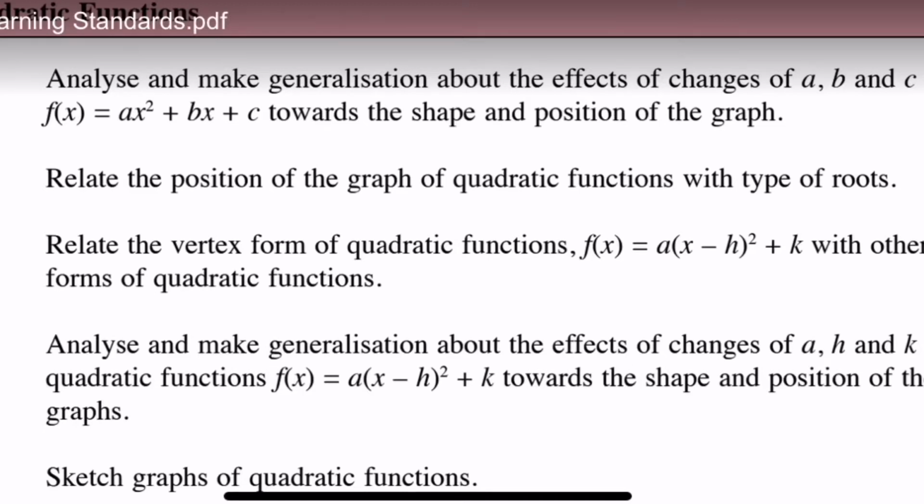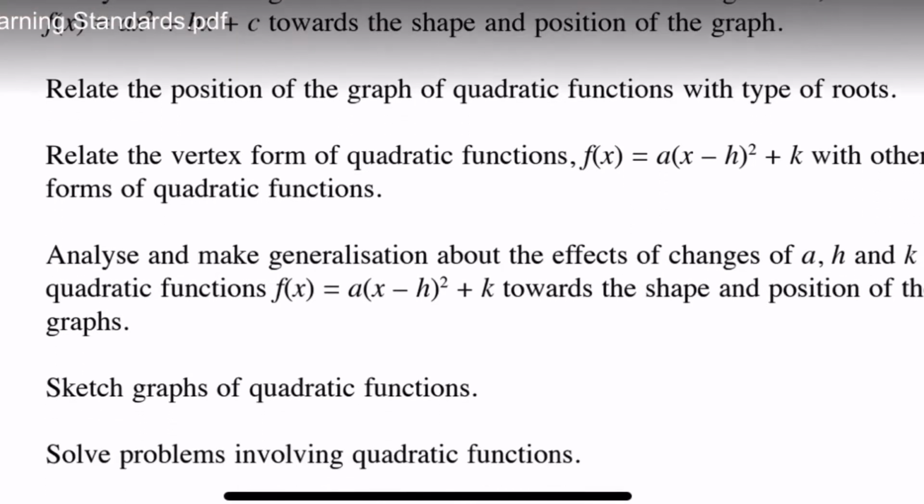The most important one is this one. You need to know how to analyze and make generalization about the effect of change of a, b, c for the quadratic function towards the shape and position of the graph. This one is more important for KSSM students. And you must also know how to relate the position of the graph of quadratic function with type of roots. This is very important to all the Form 5 students.